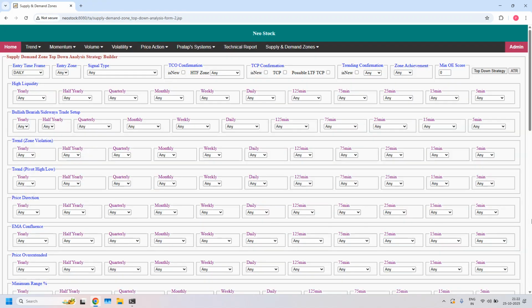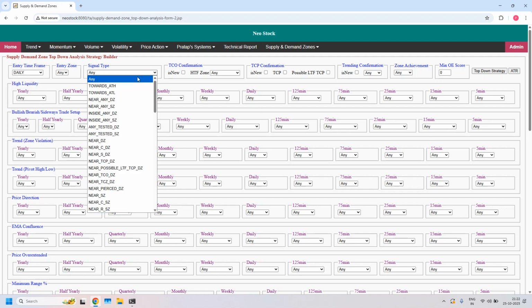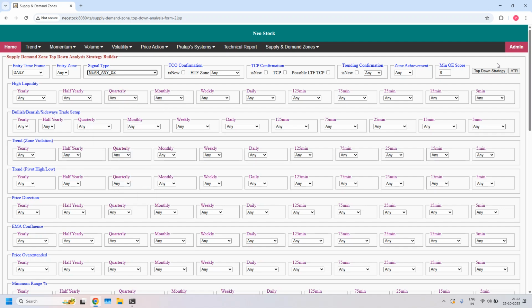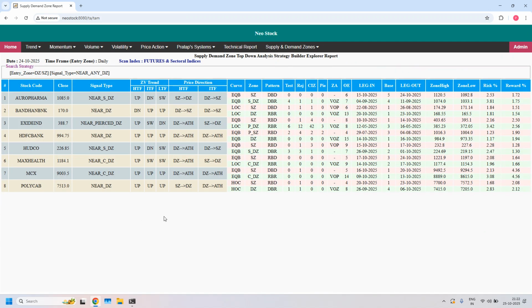Now I am generating different supply demand zone reports. First, I am generating daily stocks near daily and 75 minutes time frame. For the daily time frame, stocks near to the daily demand zone, we got 8 stocks.